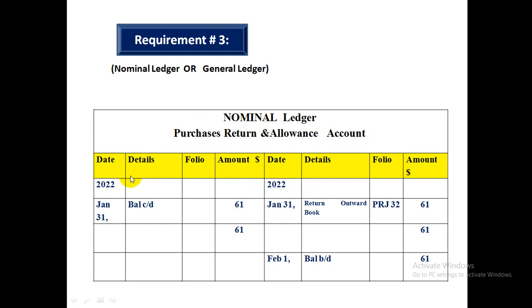The columns are the same. This is the debit side. This is the credit side. Whenever purchases returns and allowances are to be recorded, they come in the credit side. From purchase return journal PRJ 32, we had posted the amount 61. It will be recorded in the credit side. Nothing is in the debit side. Credit minus 0 will give you the balance carried down. Both sides of our account will be the same. Rule off. The rule off line is missing here. Okay. Balance brought down will come here on the 1st of next month to show that this is the balance of our purchases return and allowances account.